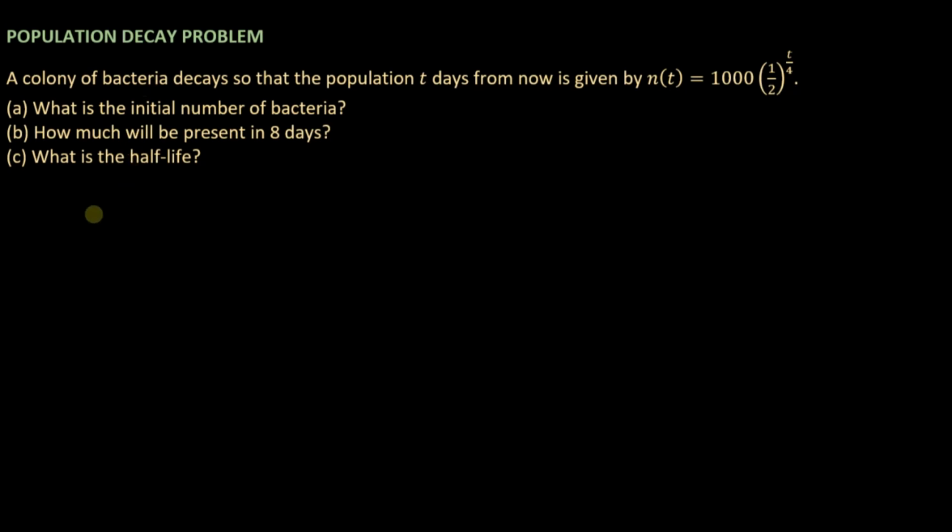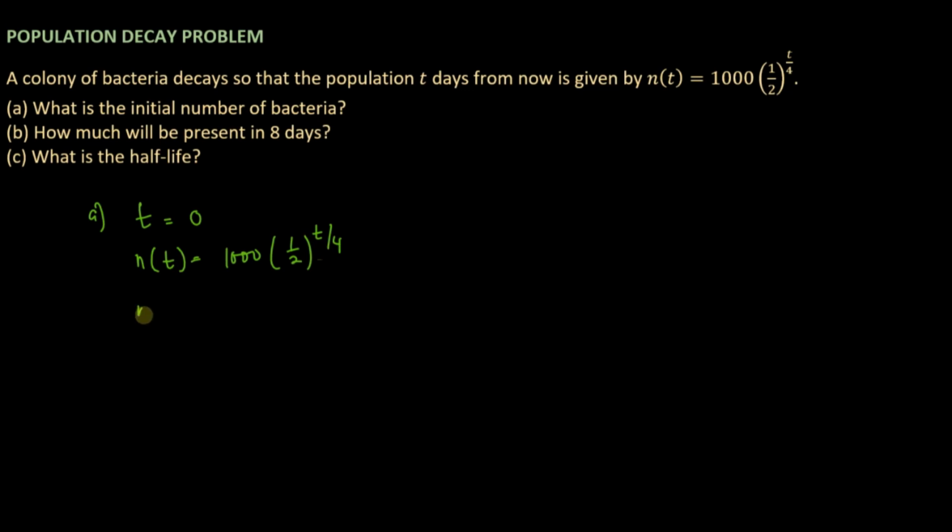Okay, so let's solve first letter A. As you can see, we are going to find the initial number of bacteria. This means that time is equal to 0. So if you are already familiar with this kind of problem, you can see that 1000 is already the initial number of bacteria. So the answer in letter A is 1000. But I'm going to show it to you, bakit naging 1000. So we have the given function or model N of t equals 1000 times 1/2 raised to t over 4.